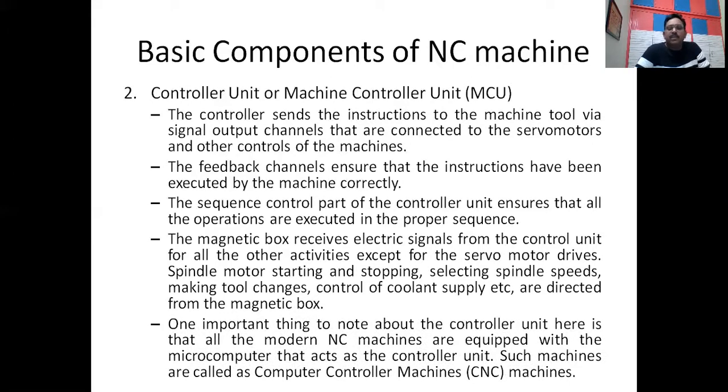So one important thing to note about the control unit here is that all the modern NC machines are equipped with a microcomputer. Earlier we used to have a controller unit. Now in modern NC machines, the control unit is equipped with a microcomputer that acts as the control unit. So the numerical control system has been updated with the help of a microcomputer. Therefore, such machines we now call computer controlled machines or computer numerical control machines.